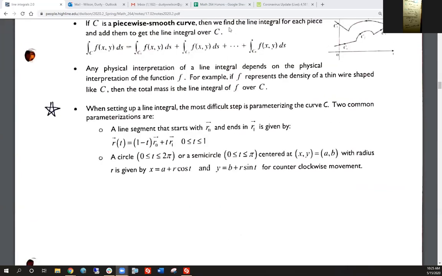It's right here. It's this formula right here. A line segment that starts with R0 and ends at R1 is given by R of t equals (1 minus t) times R0 plus t times R1.